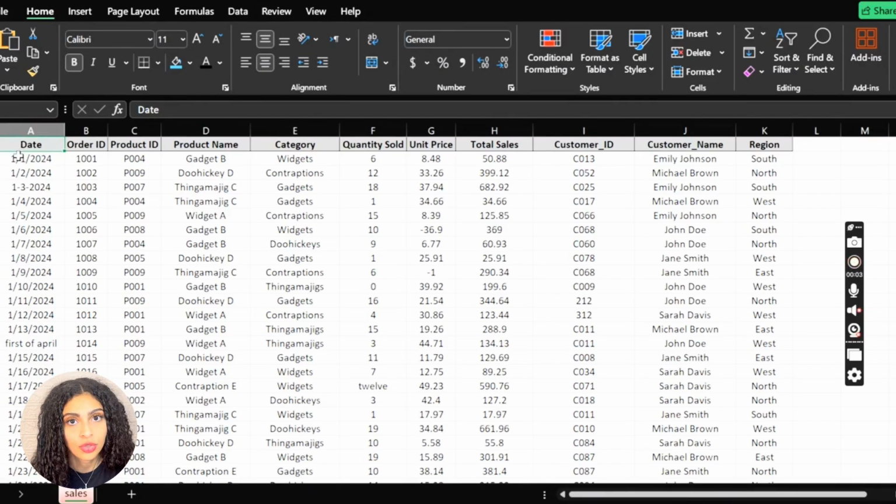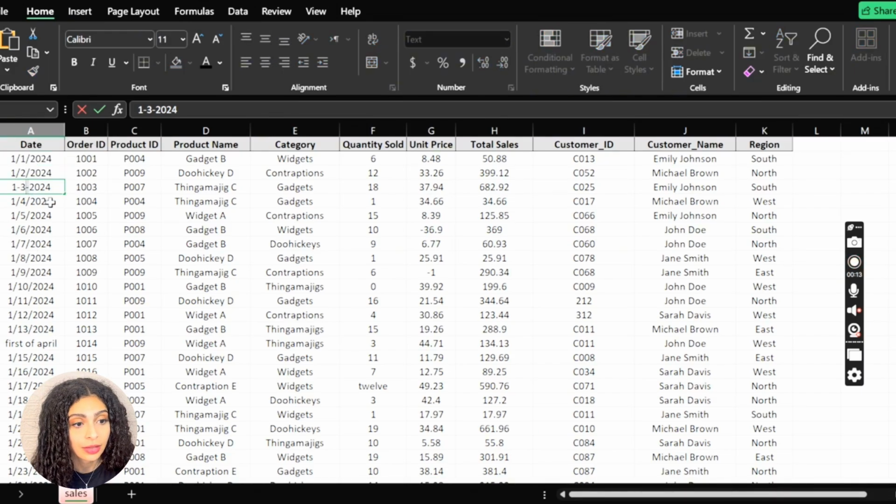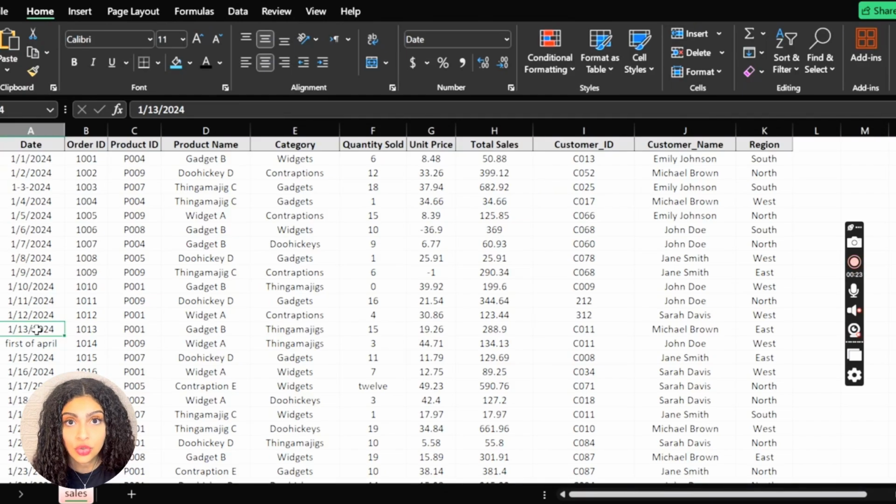The date column should have consistent format. So in the first one, we can see the format is day/month/year. So this is problematic because we have dashes instead of slashes. We also here have text, which is not consistent with our format. Is there a better way to spot these issues without relying on your eyes?